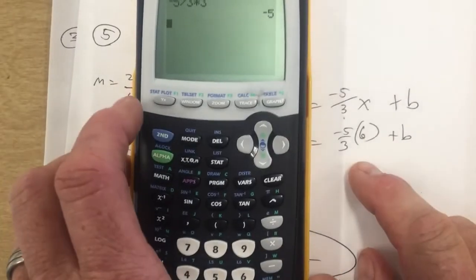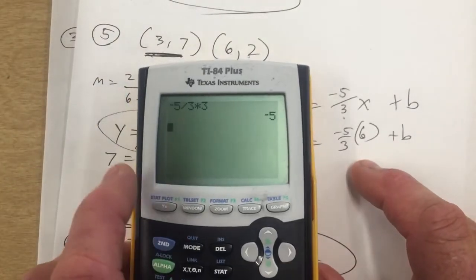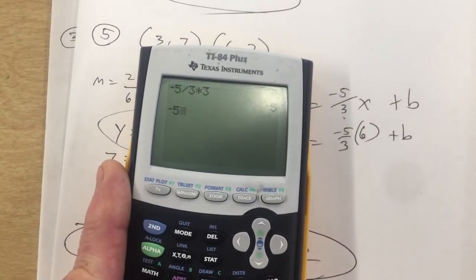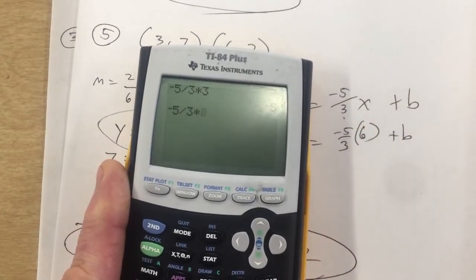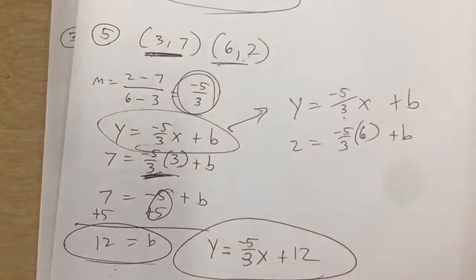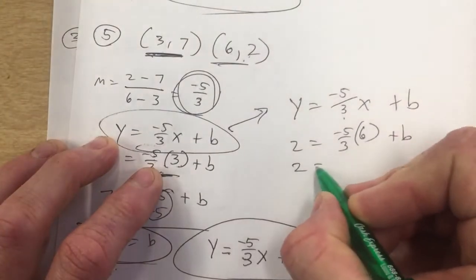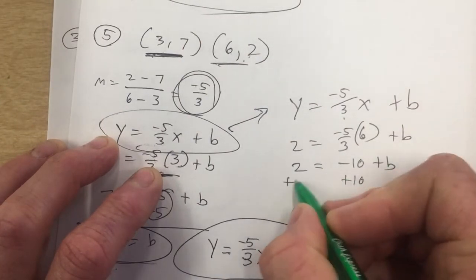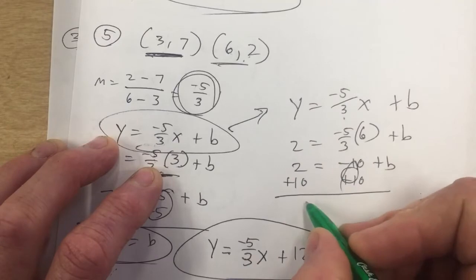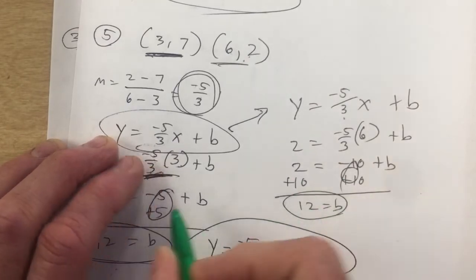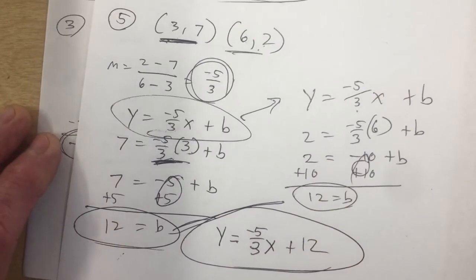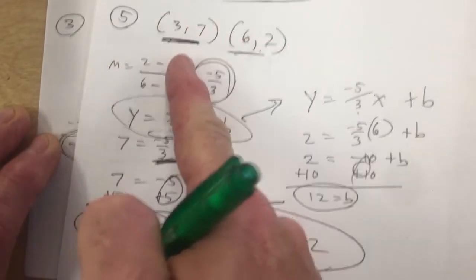Now, if I type this in, I'm going to type it in for you this time so you can see it. I'm going to do negative 5 divided by 3 times 6. And look at there, negative 10. All right, so 2 equals negative 10 plus b. I'm going to add 10 to make this go away. Now I get 12 is b, which is the same exact thing I got over here. See that? So either way, it doesn't matter which point you pick.